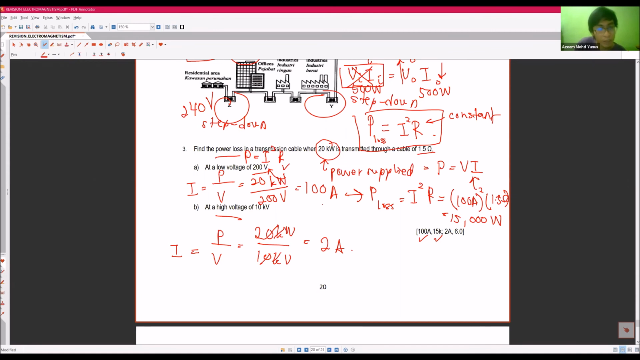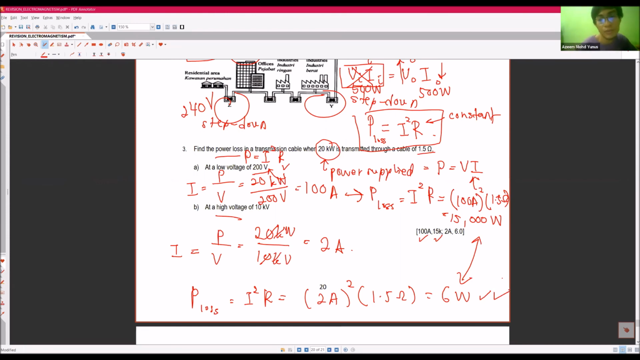That's the point here, because we want to reduce power loss. We see that the power loss is also going to reduce significantly. Very, very much. So it's still the same value of resistance. 6 watt. Wow. As compared to 15K, 6 watt. Definitely it goes with lower current. So we really need the step-up transformer.